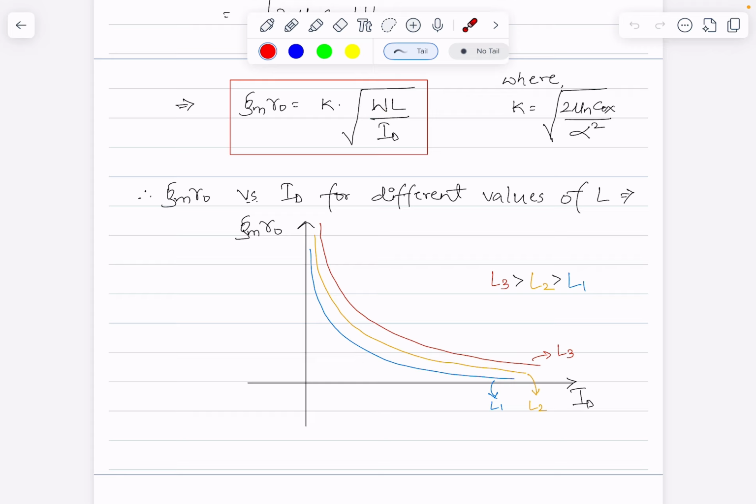Now we need to plot for different values of L as well, and since L sits in the numerator here, a higher value of L gives a higher value of gm·ro for a given value of ID. So the higher the value of L, the higher the value of gm·ro for a given ID. This is how it will look as you increase the values of L. So here we have L3, L2, L1, and L3 is greater than L2, which is greater than L1.